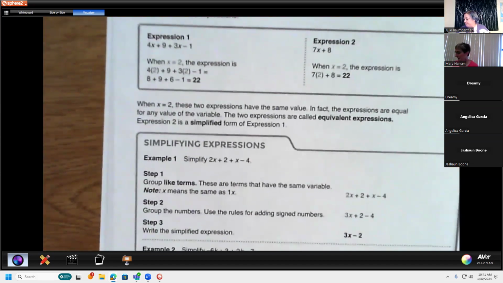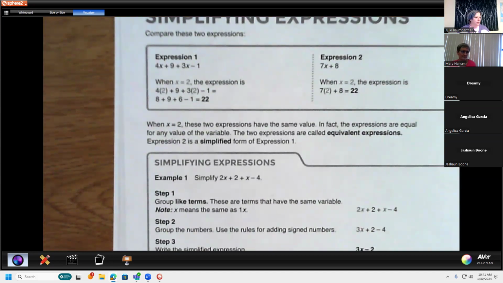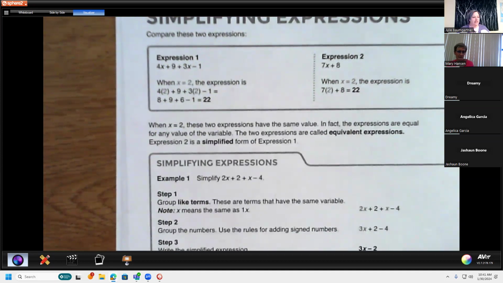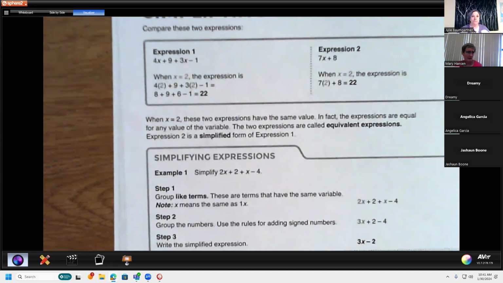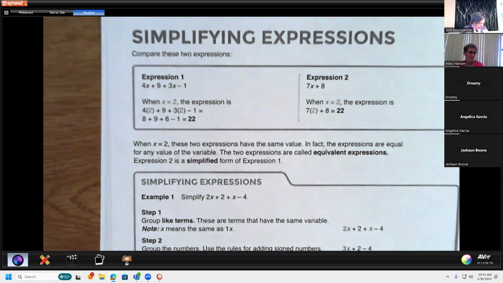We are simplifying things, simplifying expressions, on page 20, which is page 20 in our packet. It says simplifying expressions. Give me just a moment to find these.